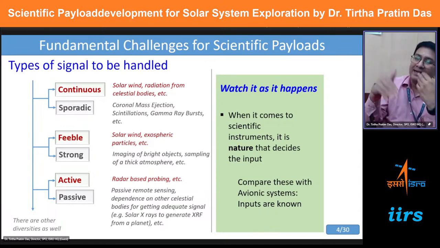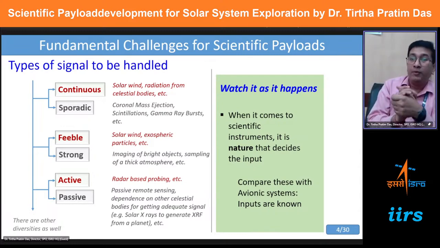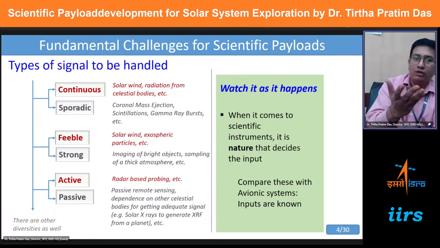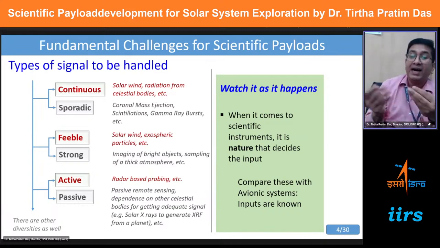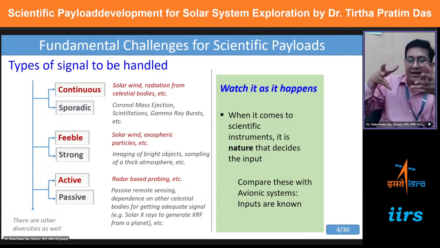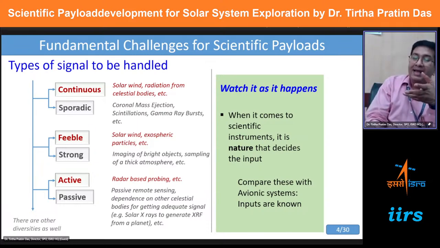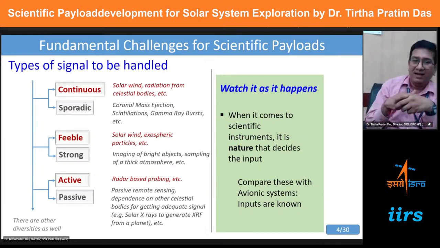There could be another categorization of the kinds of signal. It could be feeble, it could be strong, it could be active measurement, it could be passive measurement. Coming to the example of active measurement, say radar-based probing. If you have a radar on a satellite, you can send electromagnetic radiation and analyze the radiation which is reflected or scattered back from the subject. So that is an example of active measurement with a scientific instrument. One example is synthetic aperture radar.